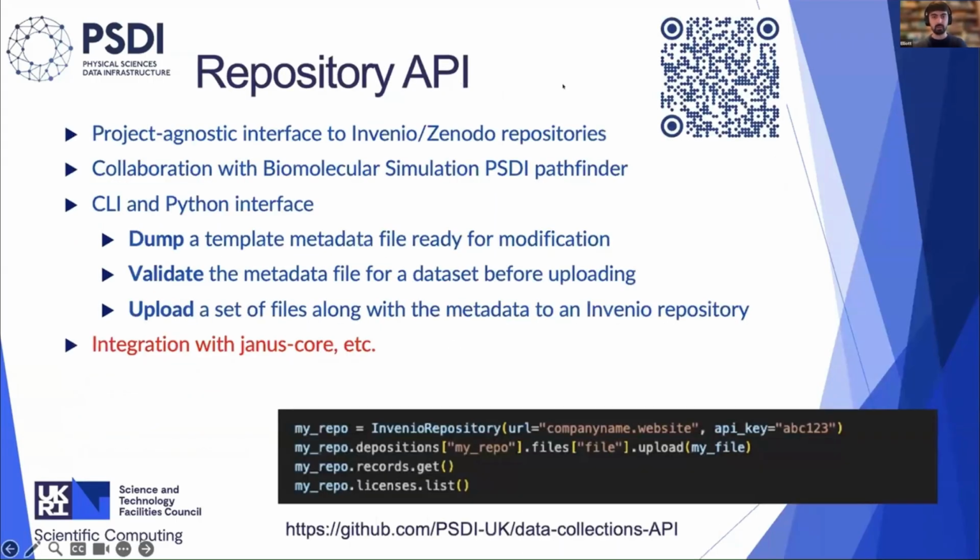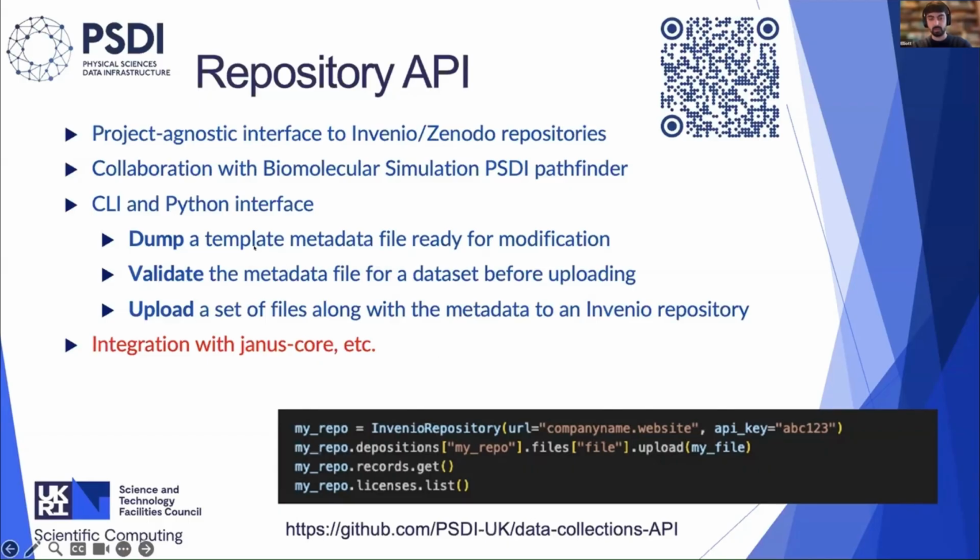As well as the web interface, we also started to develop, in collaboration with a biomolecular simulation pathfinder, in particular a JAS API, so we can more automatically and programmatically interact with this repository. Rather than having to go to the web interface, we might want, for example, to upload results of a simulation, say from janus-core, automatically. And so we built this package, which you can find, a data collections API.